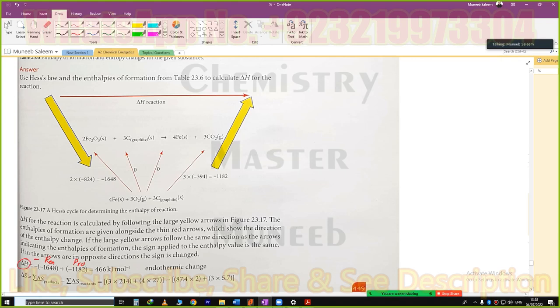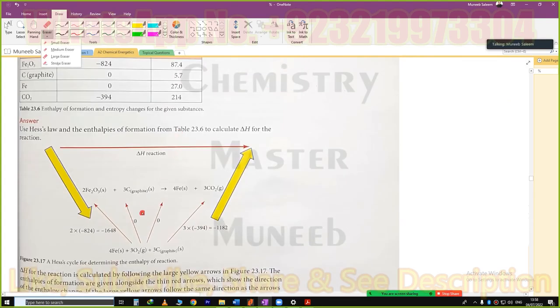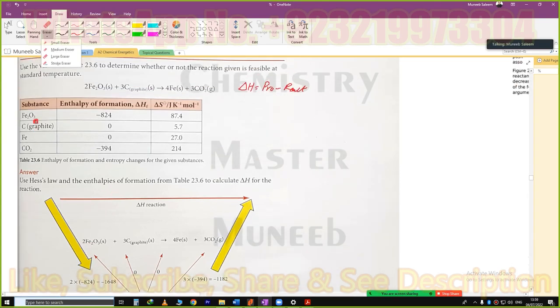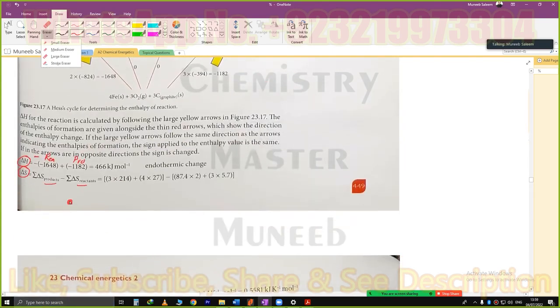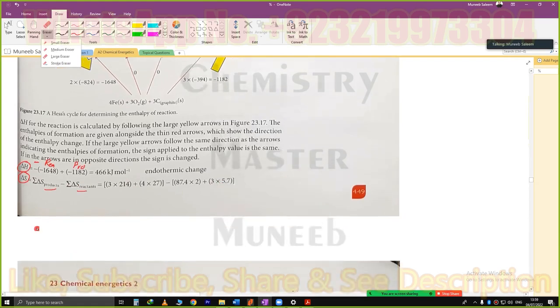After that they found the value for delta S. Delta S has the same formula, products minus reactants. We are given the values of entropy in the table. So using this equation, we know that entropy for the Fe2O3 means it is multiplied by 2. Fe2O3 is 87.4, so it should be multiplied by 87.4 multiplied by 2, and same goes for all other species. So they calculated the value for delta S.